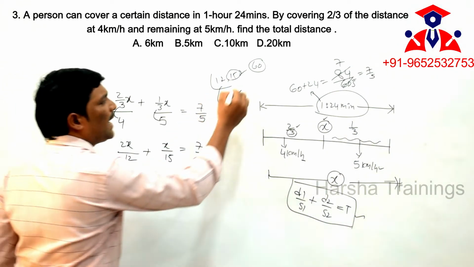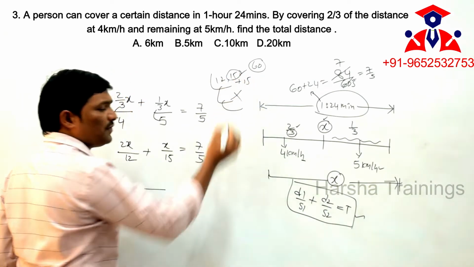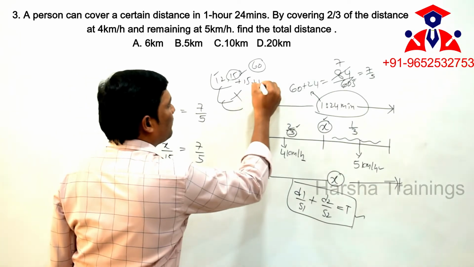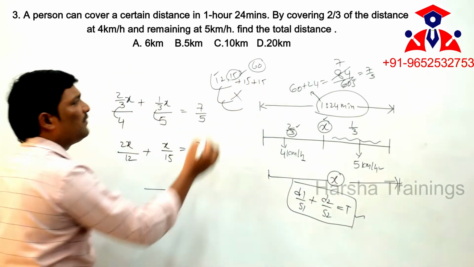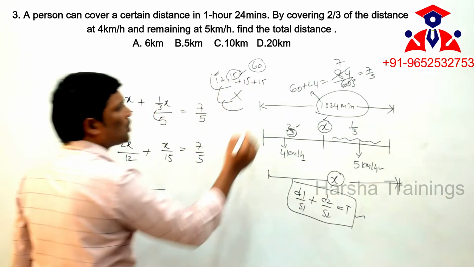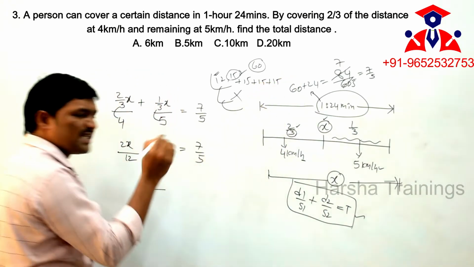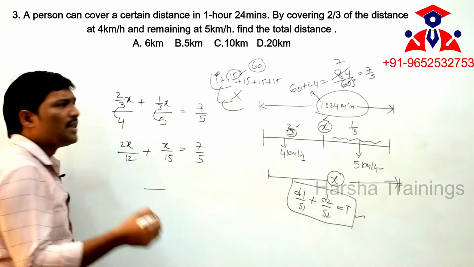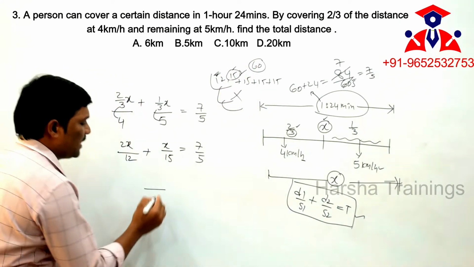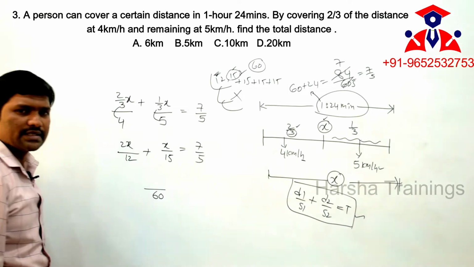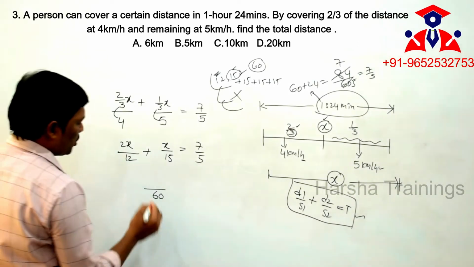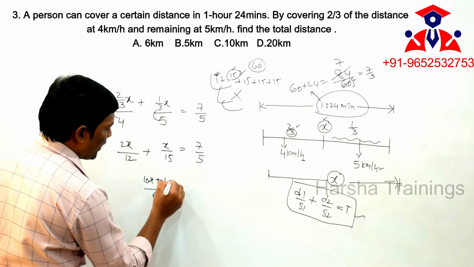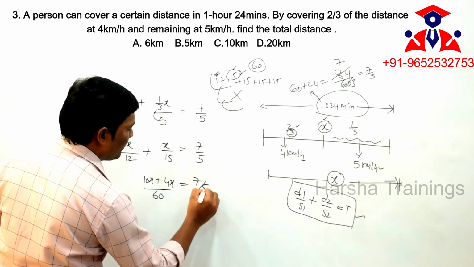No. Again add the bigger number: 15 plus 15 is 30. Is 30 a multiple of 12? No. Again add the bigger number: 45. Is 45 a multiple of 12? No. Again add the same number: 60. Is 60 a multiple of 12? Yes. 12 fives are 60 and 15 fours are 60. That's why the LCM is 60. So 10x plus 4x is equal to 7 by 5.